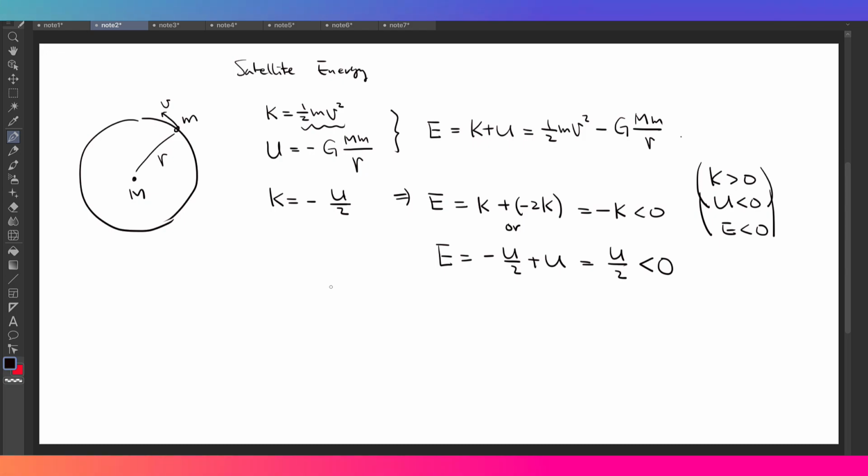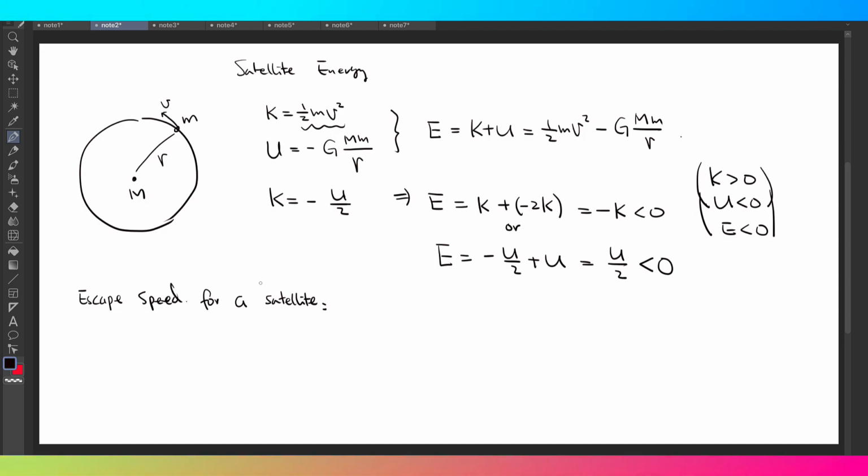Okay, so these are the energetics of the satellite around the Earth. All right, so now since we talked about the energy, let's talk about a concept called escape speed. We're talking about escape speed for a satellite or a rocket. They're similar.